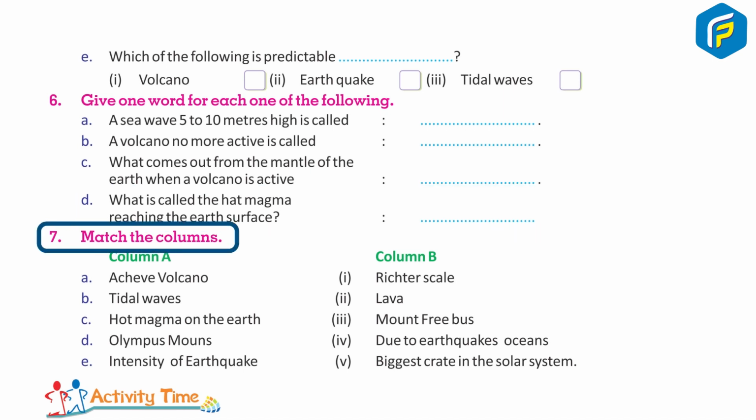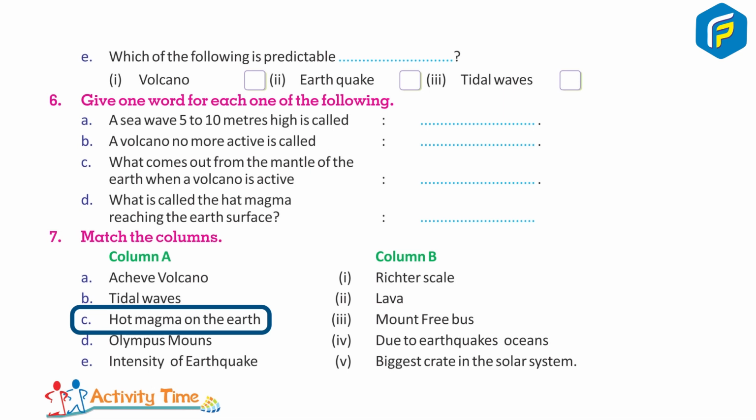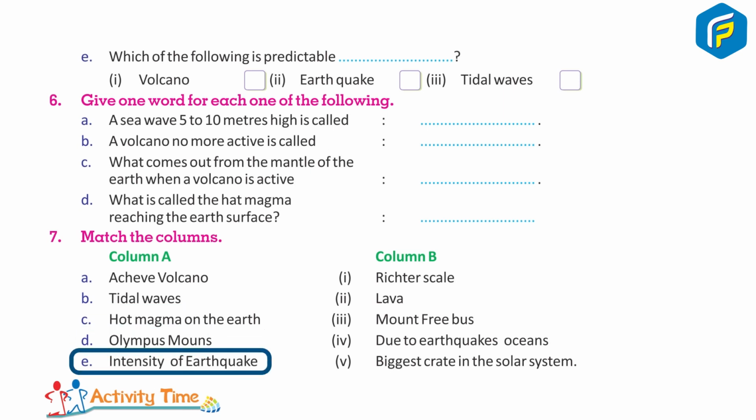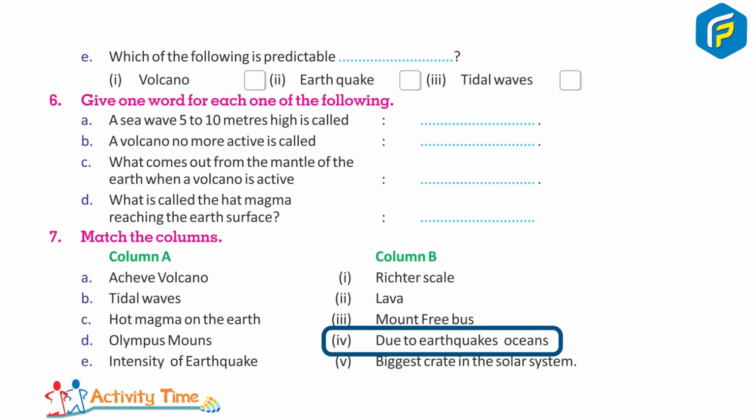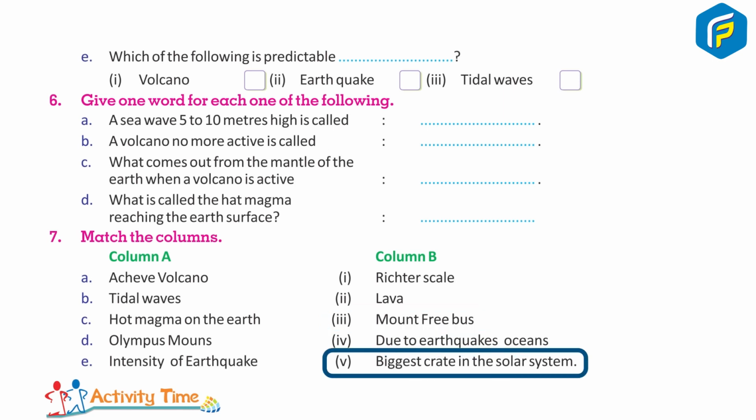7. Match the columns. Column A. A. Volcano. B. Tidal waves. C. Hot magma on the earth. D. Olympus Mons. E. Intensity of earthquake. Column B. 1. Richter scale. 2. Lava. 3. Mount. 4. Due to earthquake in oceans. 5. Biggest crater in the solar system.